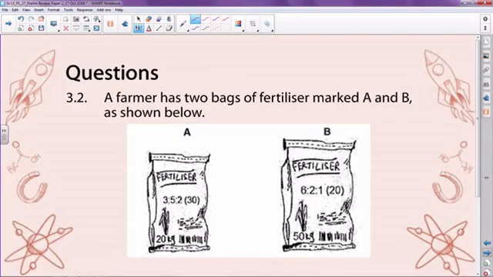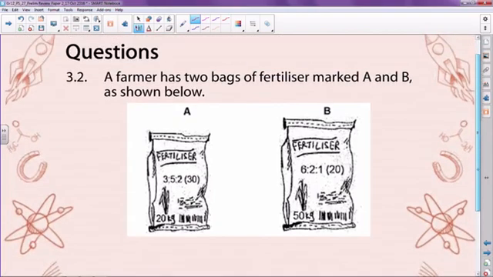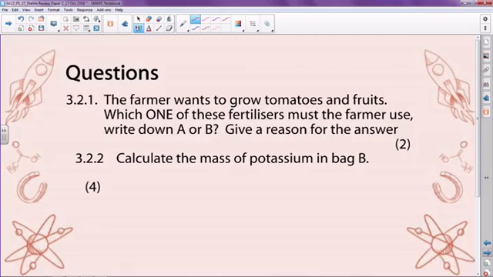All right, now, next question. A farmer has 2 bags of fertilizer marked A and B as shown below. Okay, so there we go. And the first question is the farmer wants to grow tomatoes and fruit. Which bag is better? And give a reason. And then calculate the mass of the potassium in bag B. So this is our last one. So I'm going to give you 3 minutes and your time starts now.